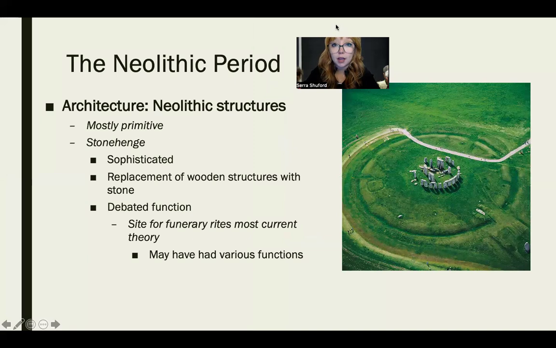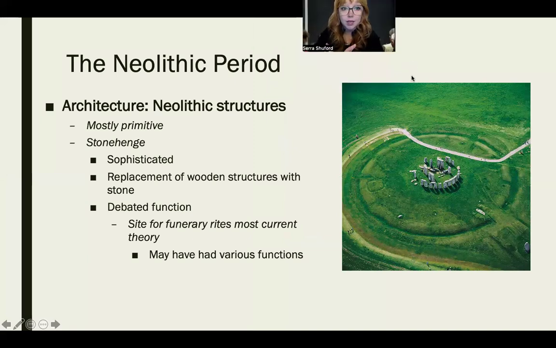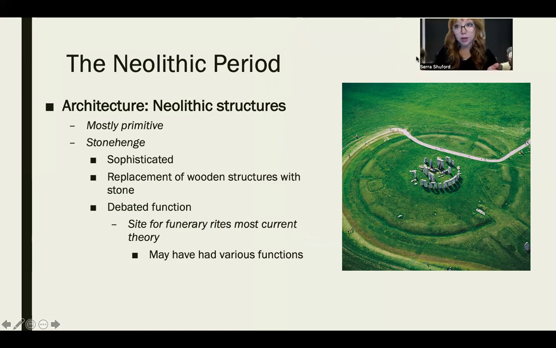And then lastly, in the Neolithic period, we see architecture that starts to have more permanence to it, rather than in the Paleolithic period where we're pretty much still living in caves and in structures that already exist. The biggest example is Stonehenge, which I'm sure you've all heard of at some point in time. It's still mostly primitive, but Stonehenge is pretty sophisticated for the time period. If we remember back in our architectural lesson, we start to see the post and beam methods that we can see down there a little bit. And also the replacement of wooden structures with stone structures.